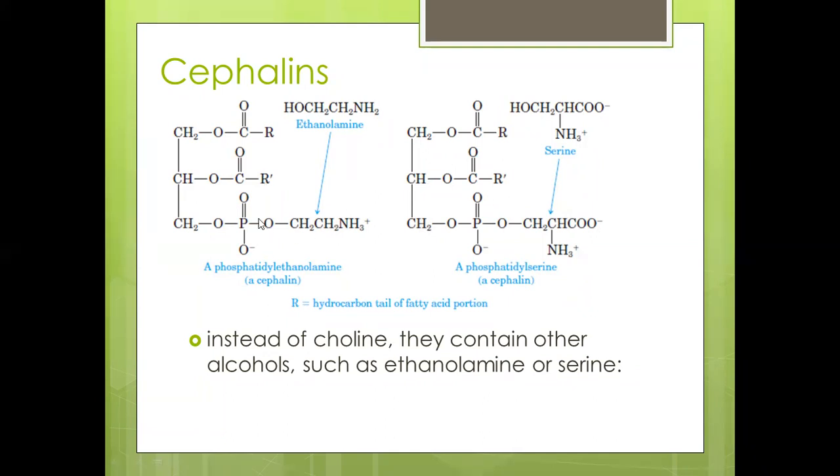But what is attached to your phosphate group is not the choline, where you can find lecithin, but the ethanolamine. In this case, you call this one a cephalin. So instead of choline, they contain another alcohol such as ethanolamine. You can see here again.